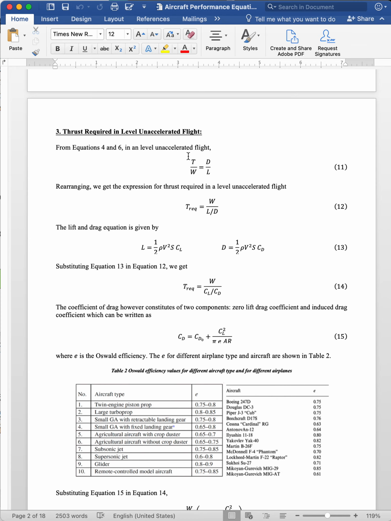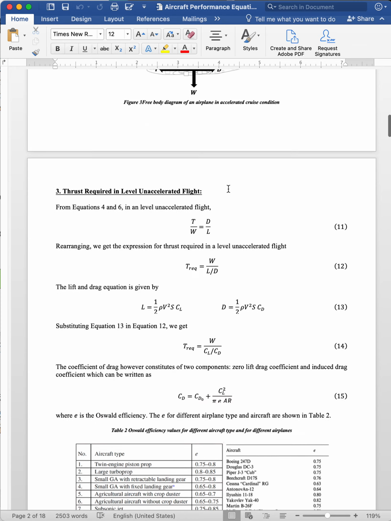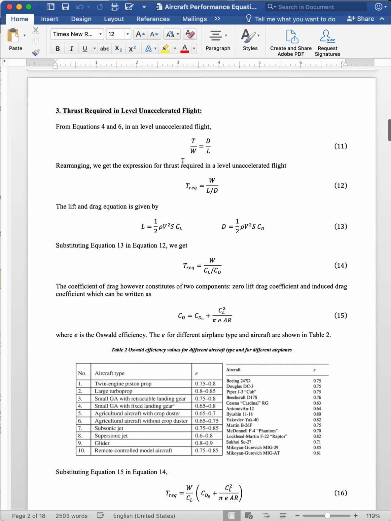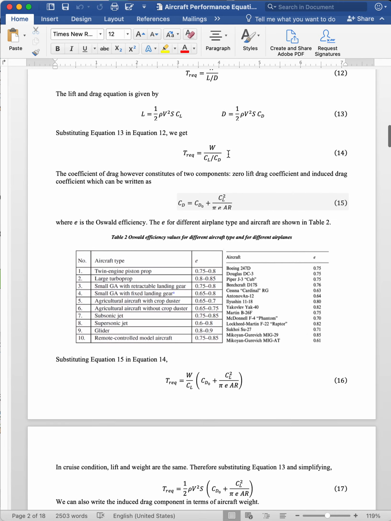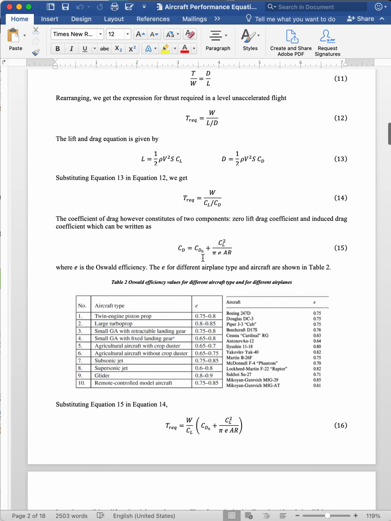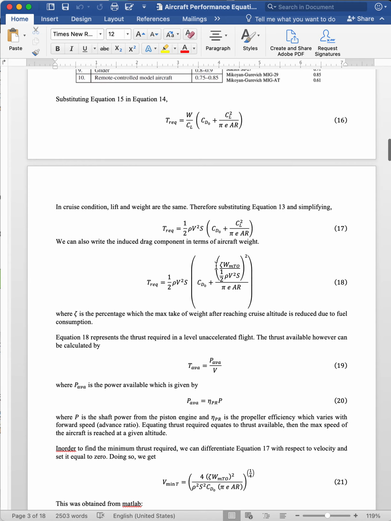Okay, so again, in cruise condition, thrust by weight equals drag over lift, right? It's exactly what we found before. When you solve all of this, you can find the expression for thrust required. Now you put in the components of drag. You have the zero lift drag coefficient and the induced drag coefficient.